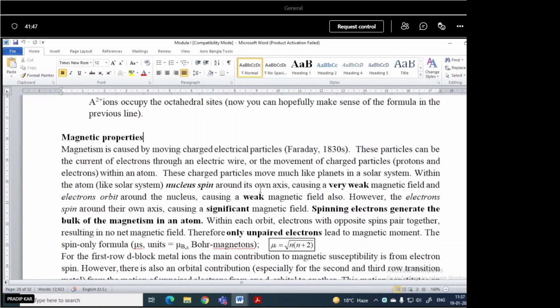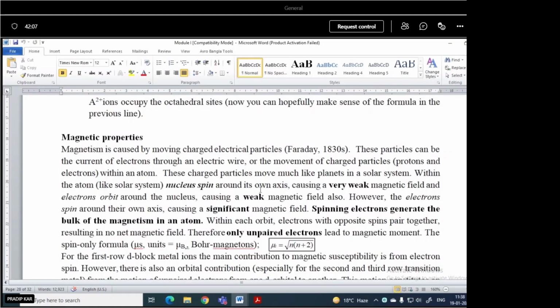That is why when it is paired up, the electron does not have any magnetic moment and it will not interact with the external magnetic field. Means it will not show any magnetic property. Am I clear?